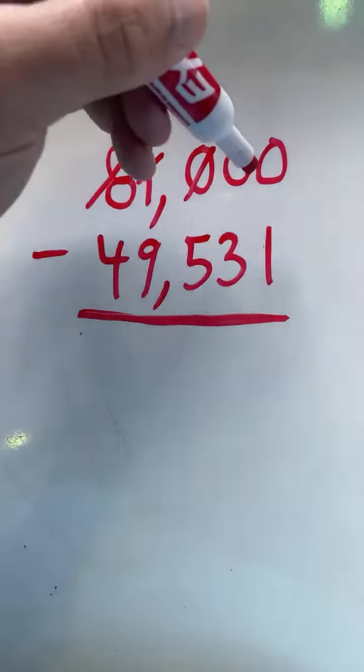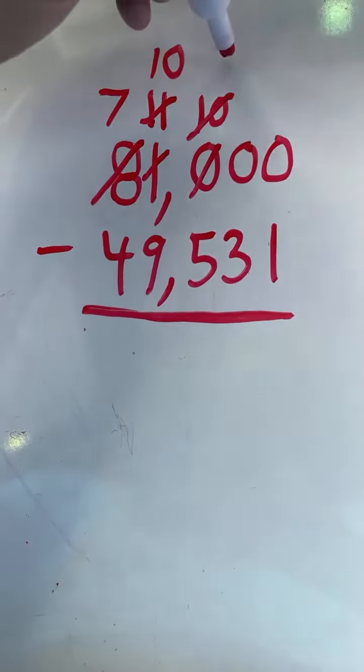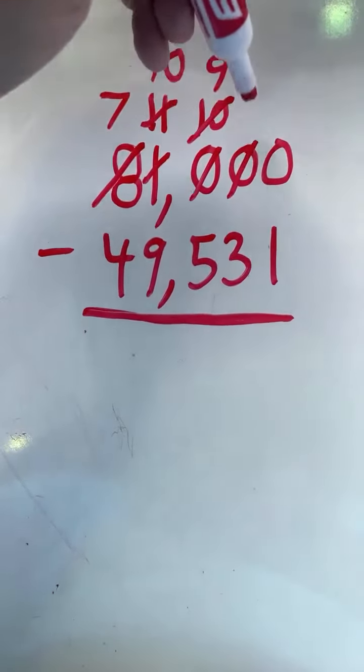Again, you cannot start with 0 and take away 3, so we have to now take a 10 from the hundreds place. That 10 becomes a 9. The 0 becomes a 10.